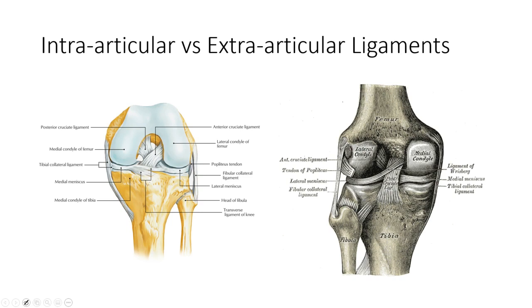The classic example of an intra-articular ligament would be your ACL, which we have depicted here. And then our MCL would be an example of an extra-articular ligament, so it's not within the joint. A lot of the research on ligament healing is often on the ACL and MCL, if you ever decide to dive into research yourself.